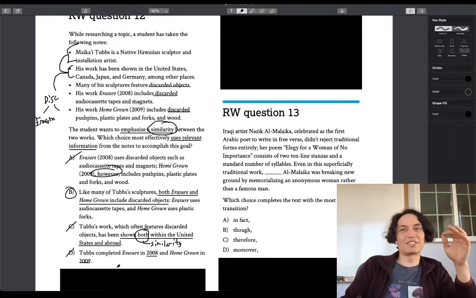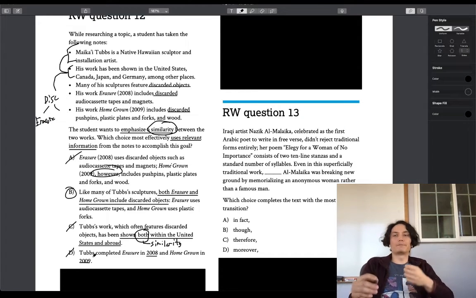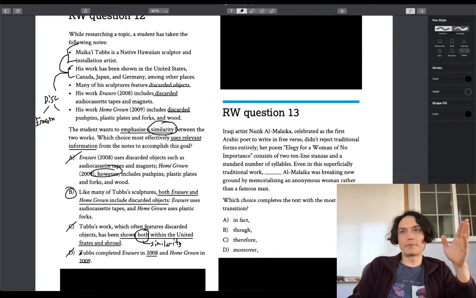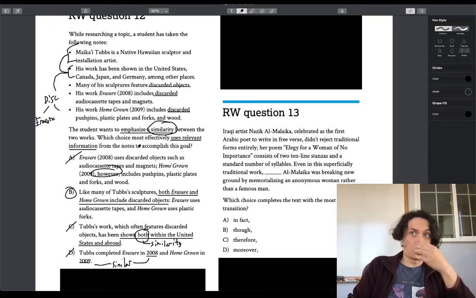Wow, that's technically correct, it's pretty close. Hold on. So if someone comes in hot and chose D, and we're emphasizing a similarity between the two works. Tubbs completed this one in 2008 and Homegrown in 2009. The argument is that these are similar dates. Is this right? Erasure 2008, Homegrown 2009. This is information from the notes.